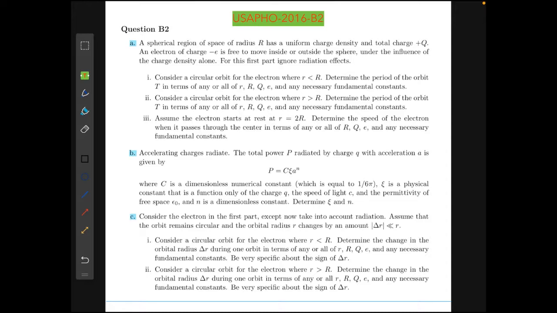Hello guys, here we have USAPHO-2016 question number B2. So in this problem, I will mainly emphasize part C because parts A and B are very conventional and appear very commonly in exams.